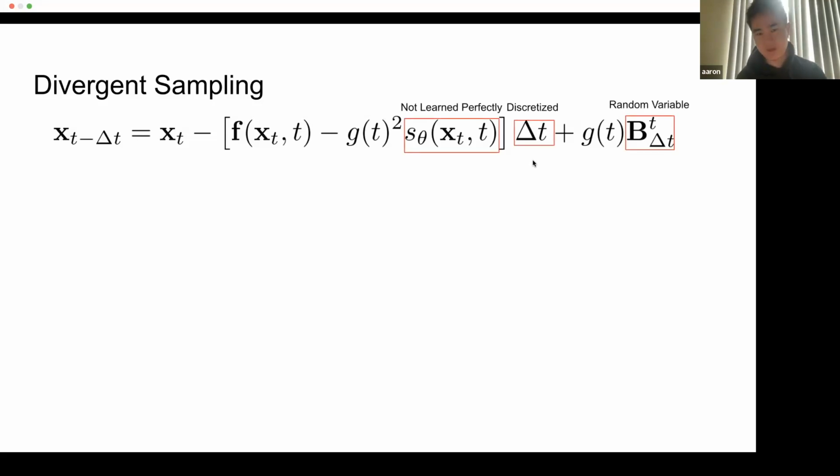The issue here is we have three main issues. First of all, this S theta is not learned perfectly. Generally speaking, we can't guarantee that our S theta matches our true score function. This is something that's hard to do. Another issue is that our time step is discretized, which introduces some more numerical error. And finally, we have random chance given our B t. If we sample our Brownian increments, you can just get unlucky. You get a couple of very bad pulls, and this will cause numerical error.